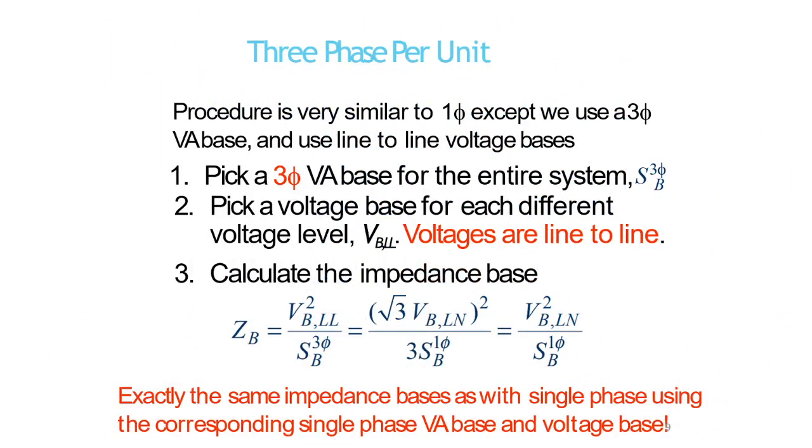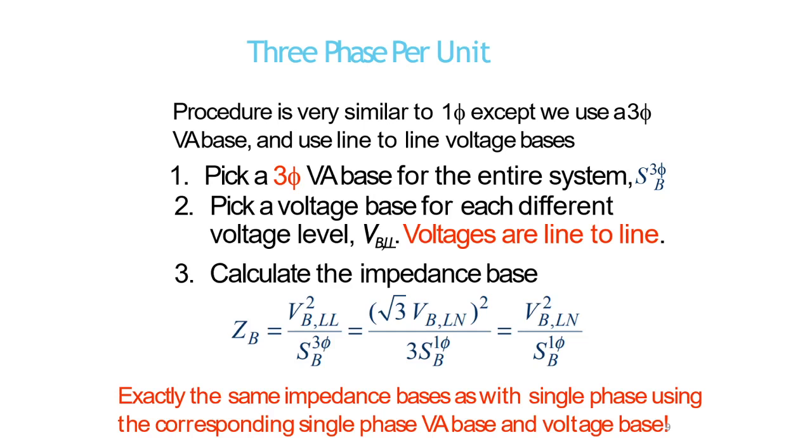Let us see the three phase per unit procedure. The procedure is similar to that of single phase, except that we use a three phase volt ampere base and use line to line voltage bases. First, pick a 3 phase volt ampere base for the entire system, SB 3 phase. Second, pick a voltage base for each different voltage level, where the voltages are line to line.